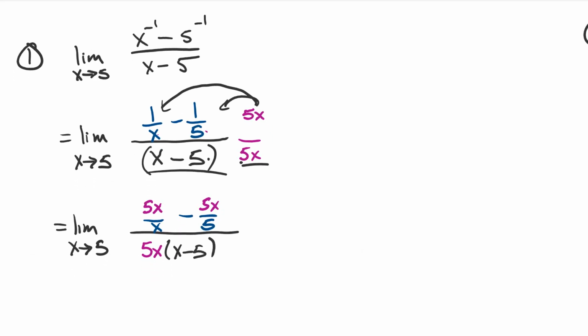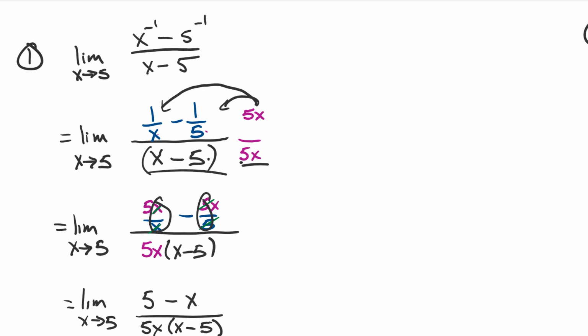So as we clean this up, we see that our x's are gonna go away here, and our 5s are gonna go away right there. So let's rewrite and see what we got. So the limit as x is tending towards 5 of 5 minus, right? Because the x's went away. Minus the 5s went away, just leaving you with the x over 5x times x minus 5.